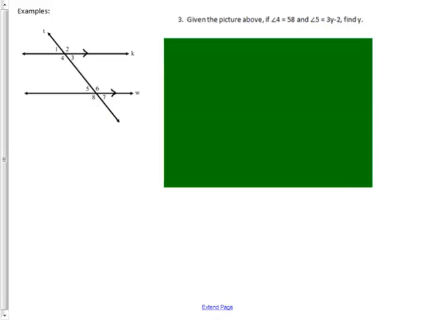Next example. Given the picture above, again, if angle 4 is 58, and angle 5 is 3y minus 2, let's look at angles 4 and 5. What do we know about these ones? These are same side interior angles. These are both inside our parallel lines and on the same side of the transversal. So we know that these have to be supplementary. Angle 4 and angle 5 added together have to be 180.